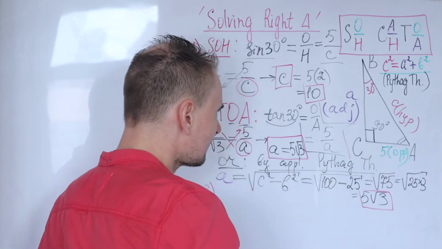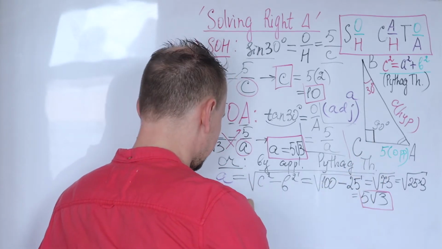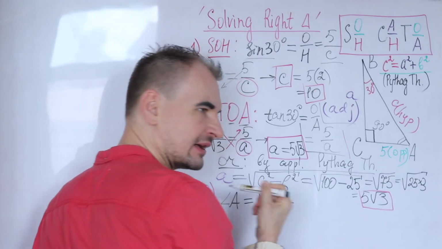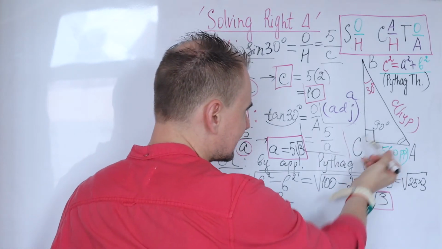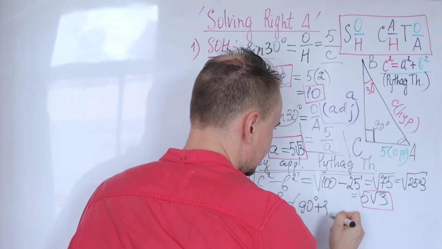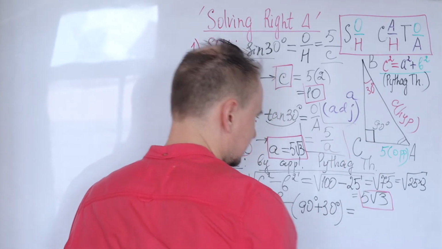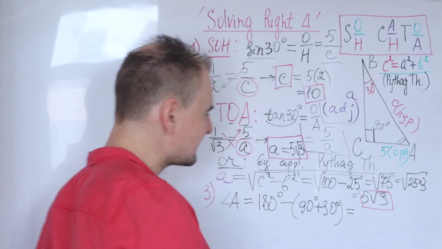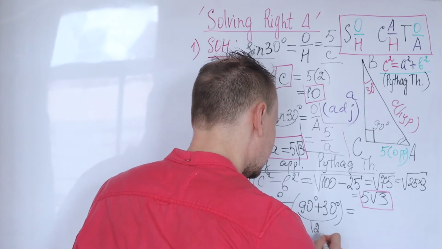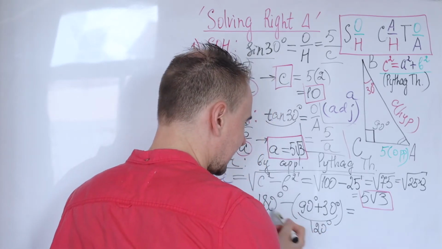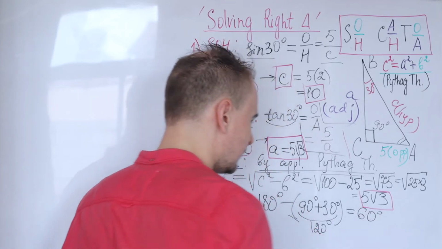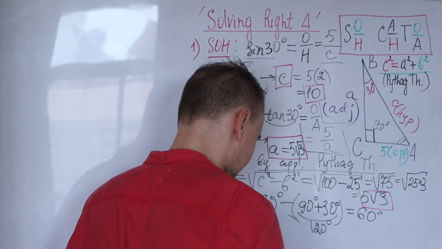So we could simply get this angle A, and angle A becomes 180 minus the sum of these two angles, so 90 degrees plus 30 degrees. And it's easy as a piece of cake, so that brackets gives you just 120, and you subtract these two numbers, and that would leave you with 60 degrees.